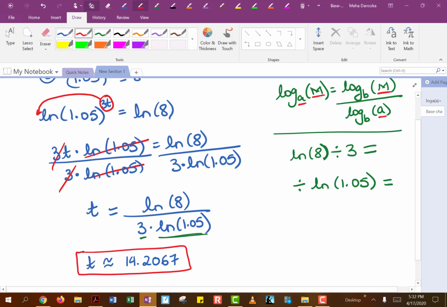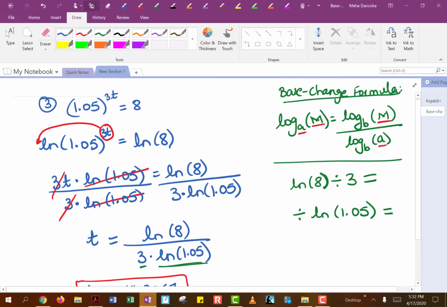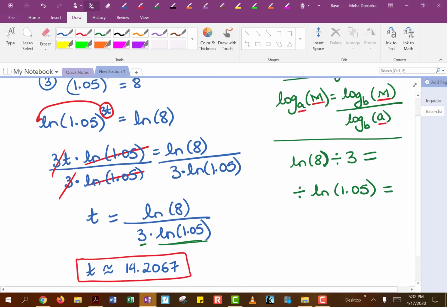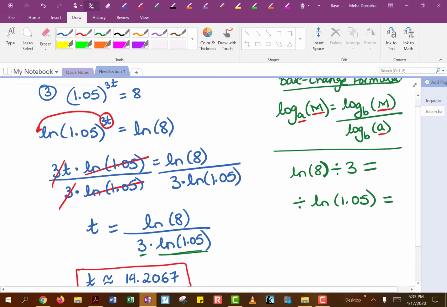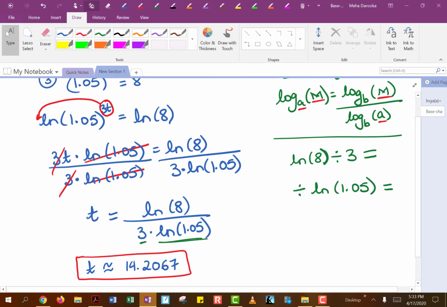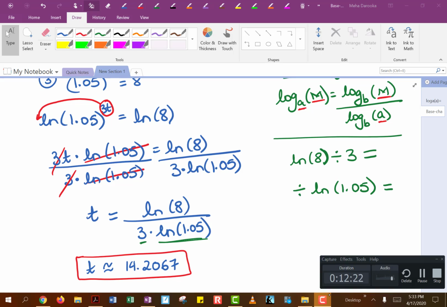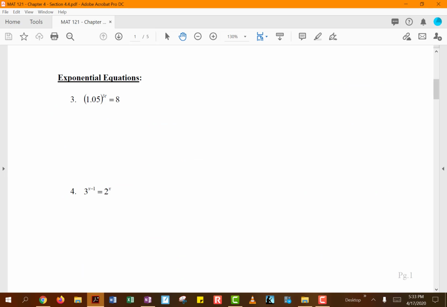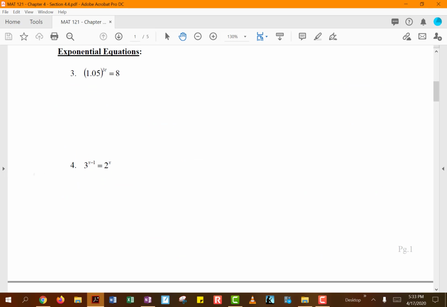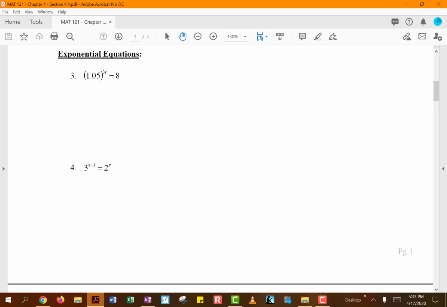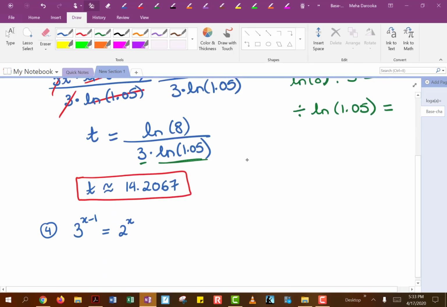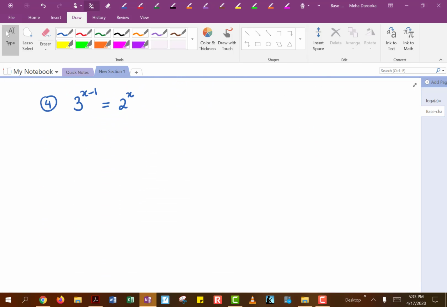Okay, so you can see, to simplify this, we use the base change formula and then get your t by itself. Okay, and then the last problem we wanted to look at was this number 4 over here. So that's 3 raised to the power of x minus 1 equals 2 to the x. So again, you will notice that both our exponents have the unknown variable x in them, right?